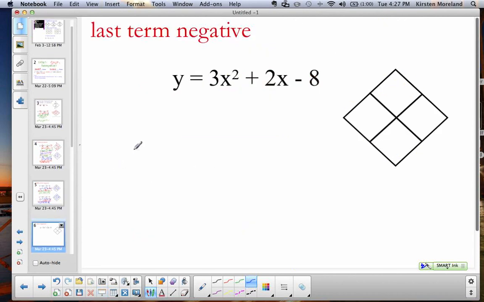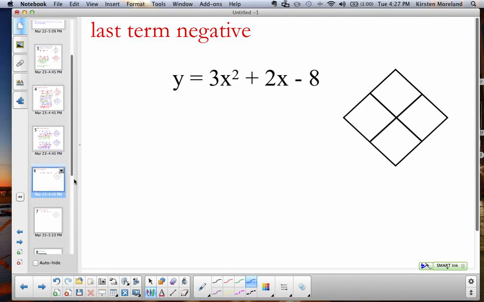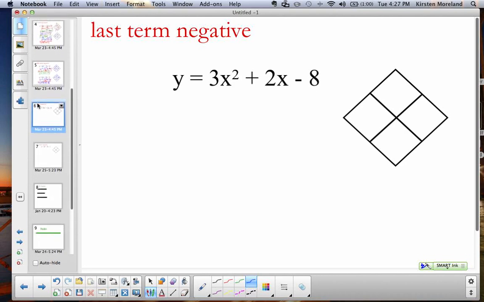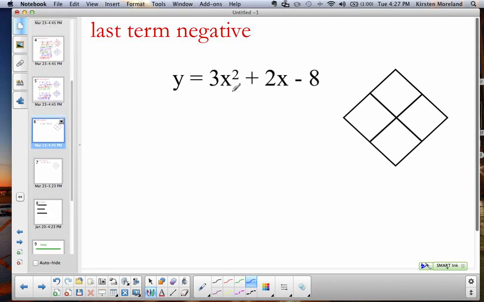Right now we get to one where the last term is negative. So we're adding in just more negatives. It's the same process every time. There's just a couple slight variations. So I want to multiply my first number and my last one. And my last one's a negative 8. So 3 times negative 8 is negative 24. And I want to add to a positive 2.